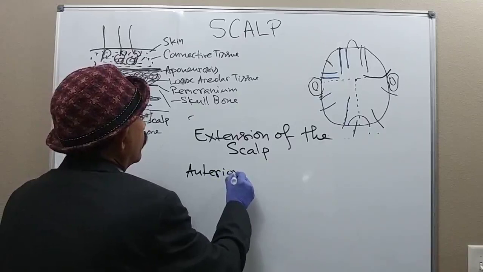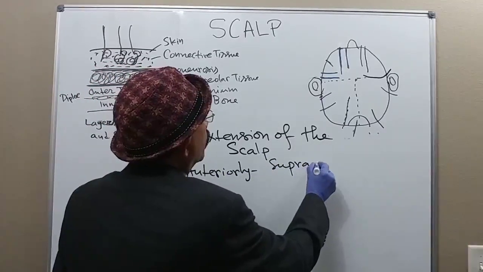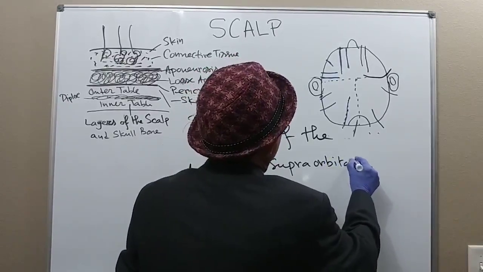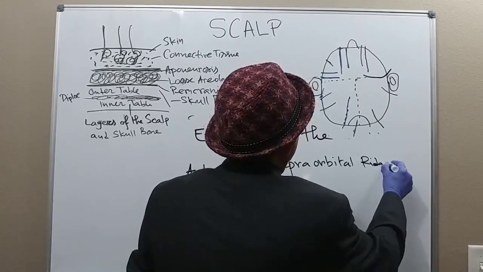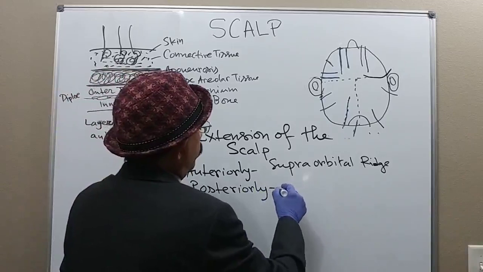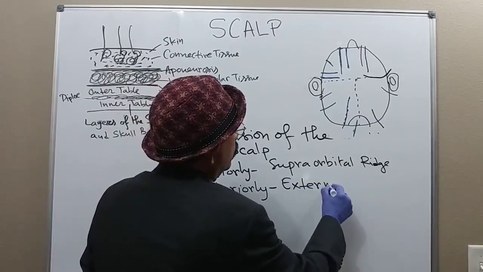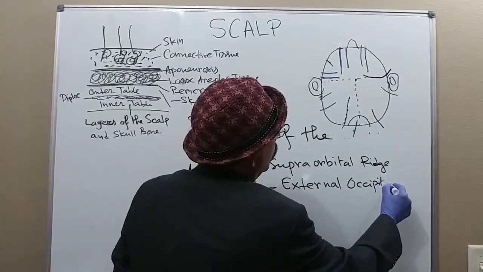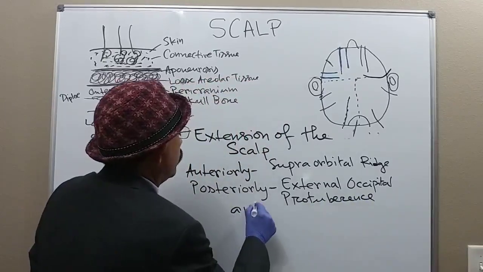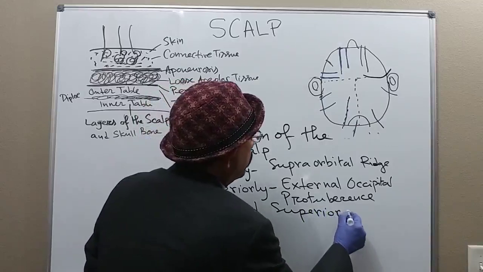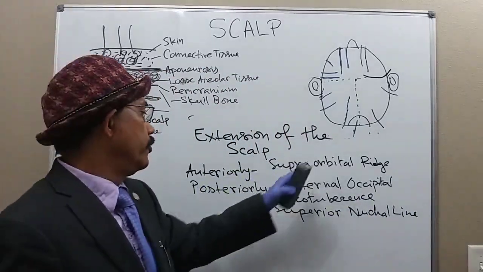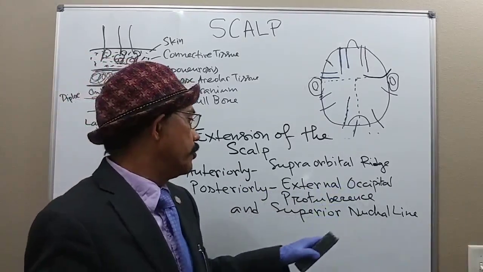Anteriorly, supraorbital margin. Posteriorly, it is attached to the external occipital protuberance and the superior nuchal line. Okay, we got the extension: anteriorly the supraorbital margin, posteriorly the external occipital protuberance and the superior nuchal line.